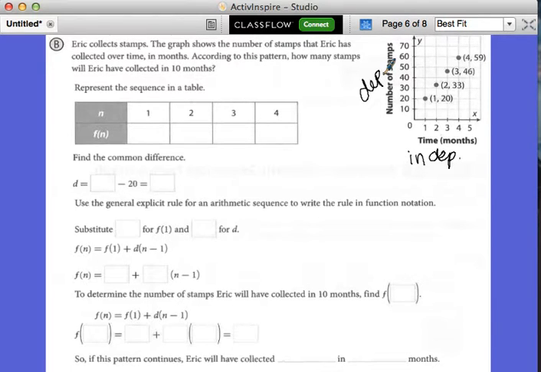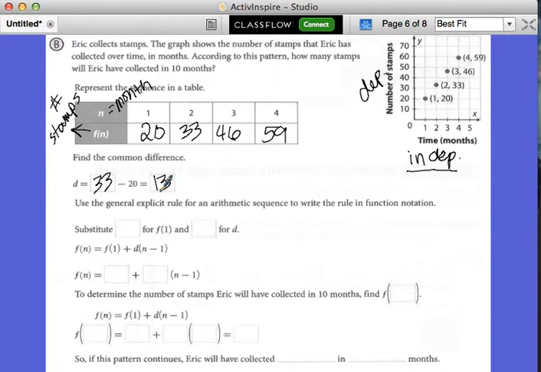And then here, since my independent variable is time, that tells me that n is representing the number of months, and that f of n, after I use the function, so when I use n in the function, it will give me the number of stamps. Right? And now here, I can just go through and say, okay, this is 20, this is 33, this is 46, and this is 59. And then to do the common difference, I'm just going to follow along with what they say to make it easy. I find that it's 13, and that is the case from here to here.